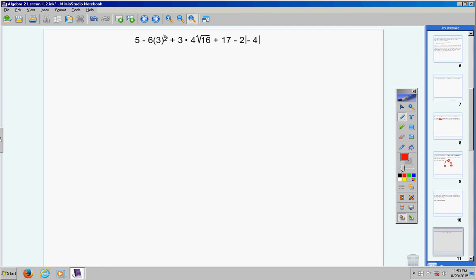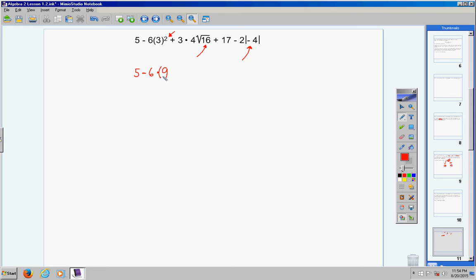Now we're doing powers, roots, and absolute values. I see a power here, or an exponent. I see a root here, a square root, and I see an absolute value here. Okay? So let's solve our power first. Bring down my -6. And then 3 to the second power would be 9. Now I put the 9 in parentheses. If you want to put a dot there for multiplication and put a 9, that's totally fine.